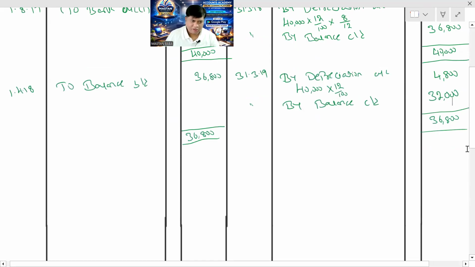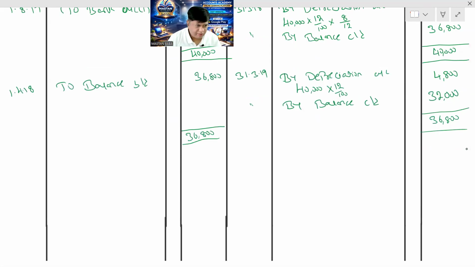Typical ఏమీ కాదు, just heavy కొంచెం lengthy presentation you can say. Okay. Next 1/4/19 to balance brought down. To balance brought down, we students how much? 32,000.